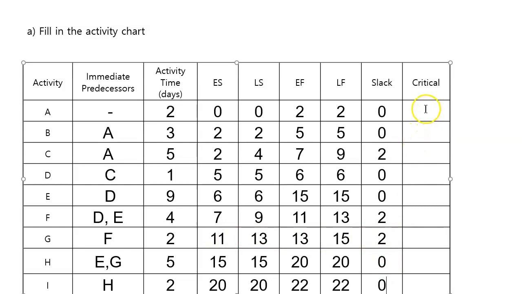Okay. Now, you say that the activity is critical, meaning there's 0 slack. You're not allowed to delay this activity for any number of days, and that's called critical. Anytime you have 0 slack, you put critical. Okay, so this is how you fill in the table.